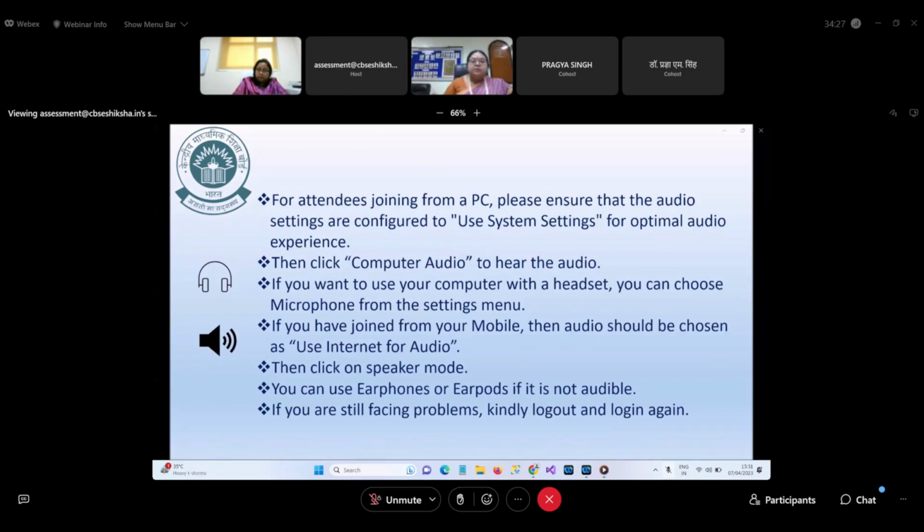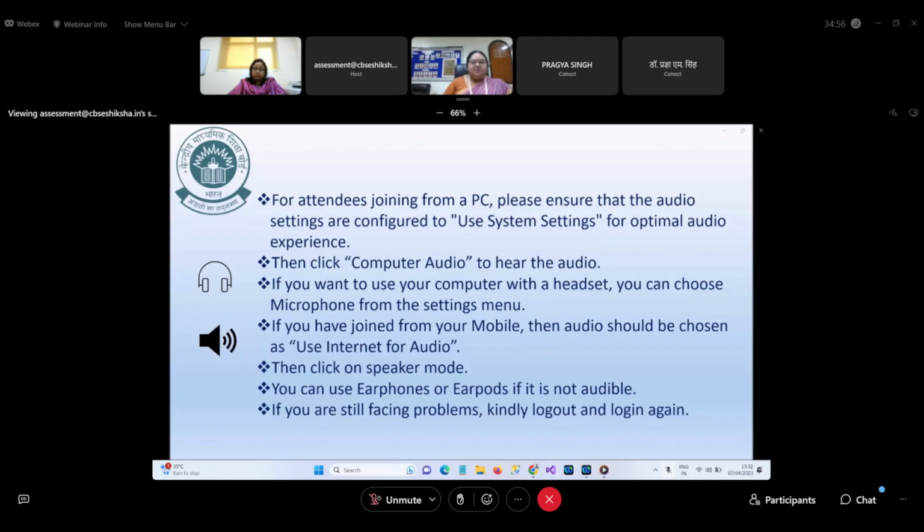For attendees joining from a PC, please ensure that the audio settings are configured to use system settings for optimal audio experience. Then click Computer Audio to hear the audio. If you want to use your computer with a headset, you can choose Microphone from the settings menu.